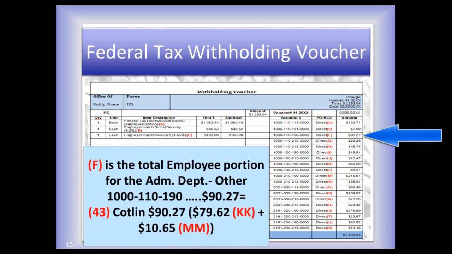F is the total employee portion for the Administrative Department other, 1110190. This is made up by one employee, number 43, Kotlin, whose total federal tax liability was $90.27. That's made up by the federal income tax amount of $79.62 in column KK, plus $10.65 for Medicare in column MM.